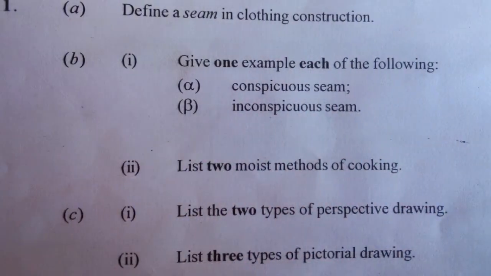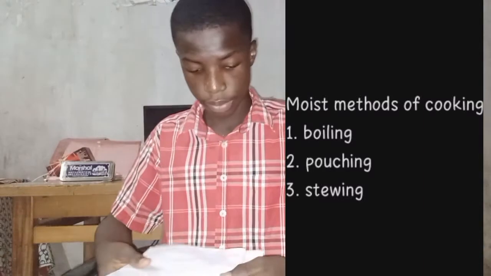1B II. List 2 moist methods of cooking. This one is generally common in our everyday life. So we have boiling, then we have poaching, then we have stewing. These are moist methods of cooking food.